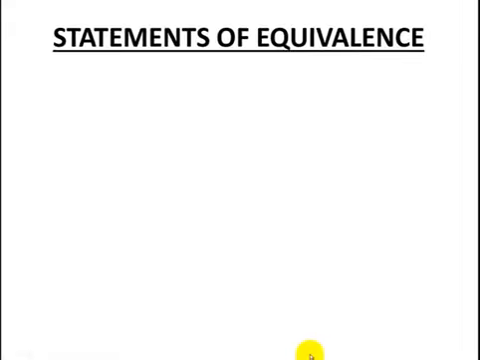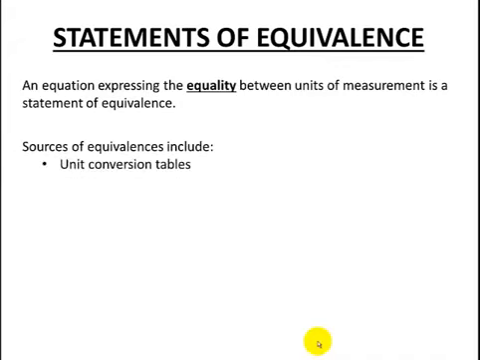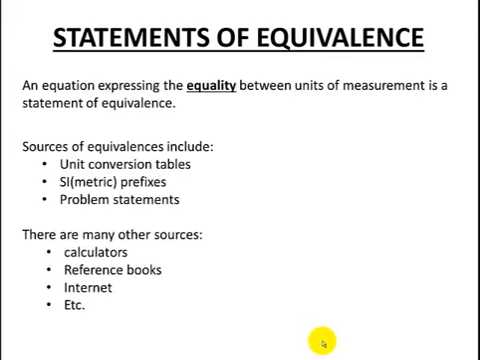We now need to look at some statements of equivalences. And this is just going to be an equation that expresses the equality between different units of measurements. We have lots of different sources of equivalences. For us in our course, we're going to have our unit conversion tables that, of course, we'll get with tests. We'll have our metric or SI system table of prefixes. We might have problem statements where we can find equivalences. But again, there's going to be many other sources. Your calculator actually has some in it. There's reference books. You can go on the internet, all sorts of different resources.